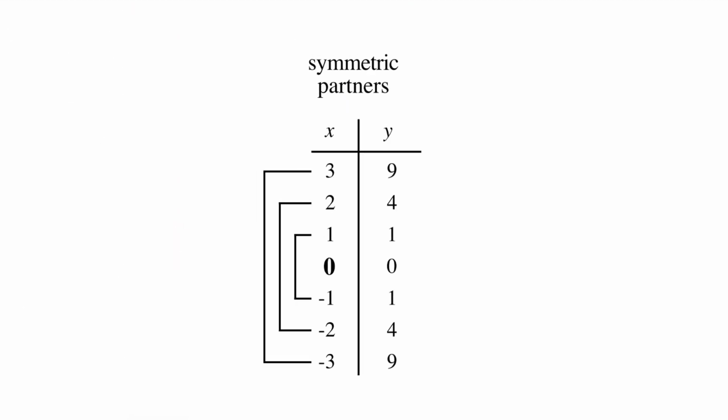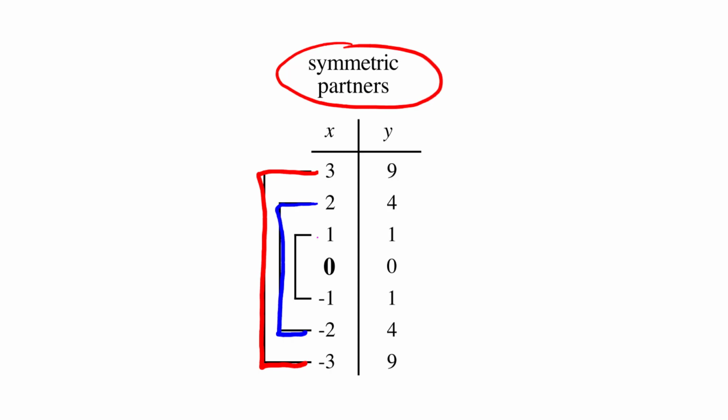Basically, what we see is that in a parabola, we have these symmetric partners, symmetric pairs also. 3 and negative 3 are partners, 2 and negative 2, and 1 and negative 1 are partners. Notice, though, that 0 is the only one that has no symmetric partner. And that's actually important information that we'll see in a little bit.